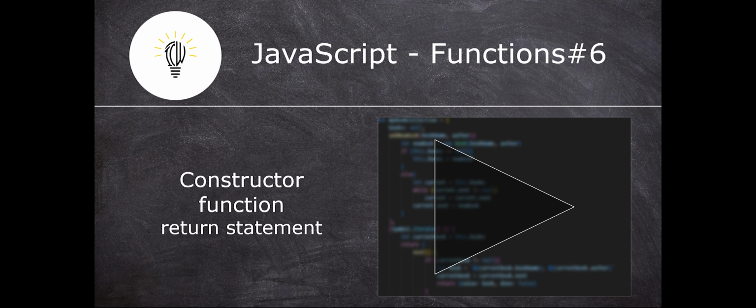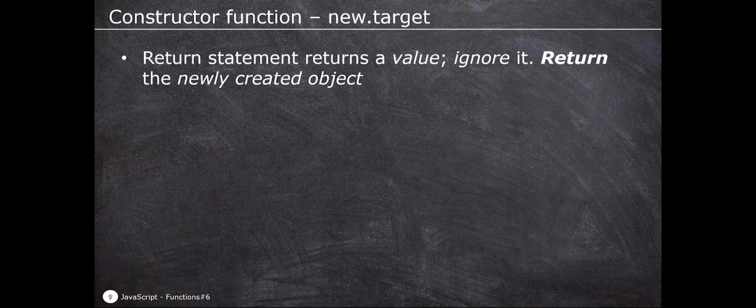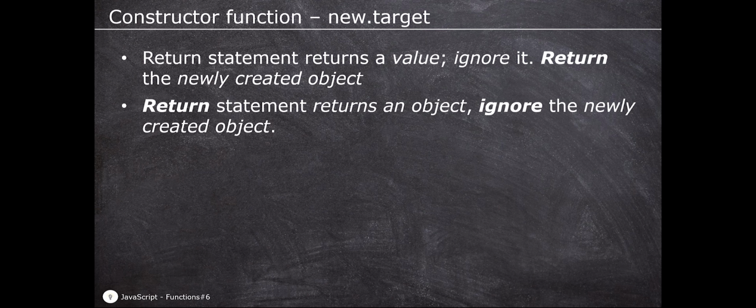So far we have seen that a constructor function has no return statement and it implicitly returns a newly created object. But what if we have a return statement in the constructor function? Well, in that case, JavaScript has very clearly defined rules. If the return statement returns any value, JavaScript ignores it and returns the newly created object. And if the return statement returns an object, in this case, JavaScript returns the object mentioned in the return statement and ignores the newly created object.